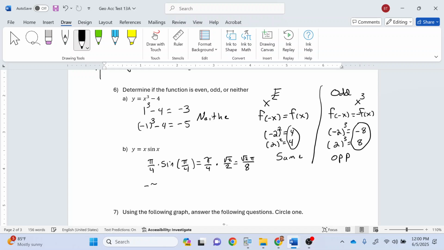Then I'm going to plug in the negative. Negative pi/4 turns sine into negative √2/2. So then it's going to be negative pi/4 times negative √2/2. So that is going to be positive √2 pi over 8. Since these answers match, it's even.